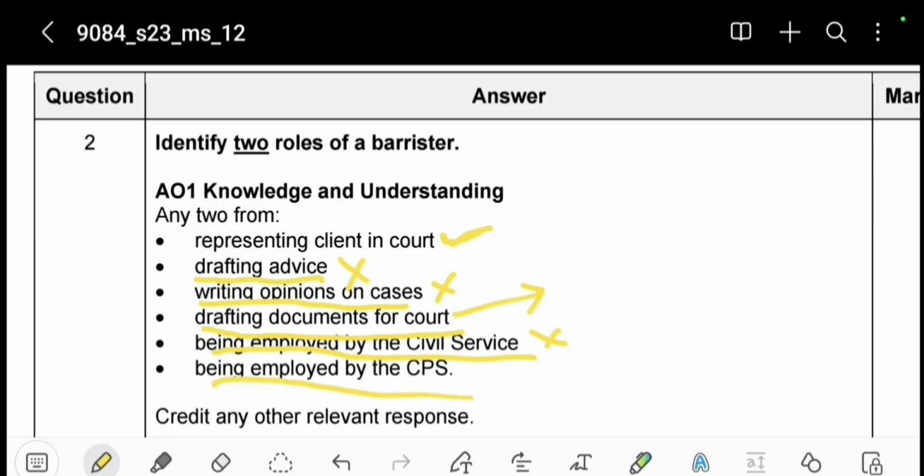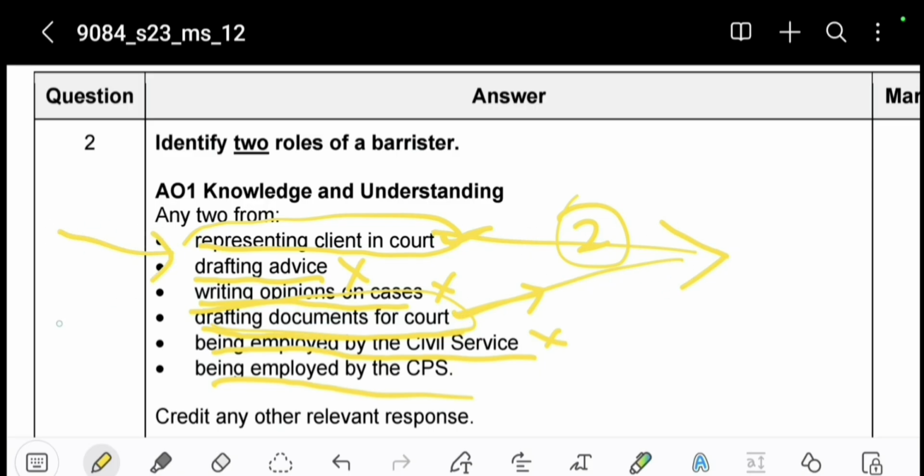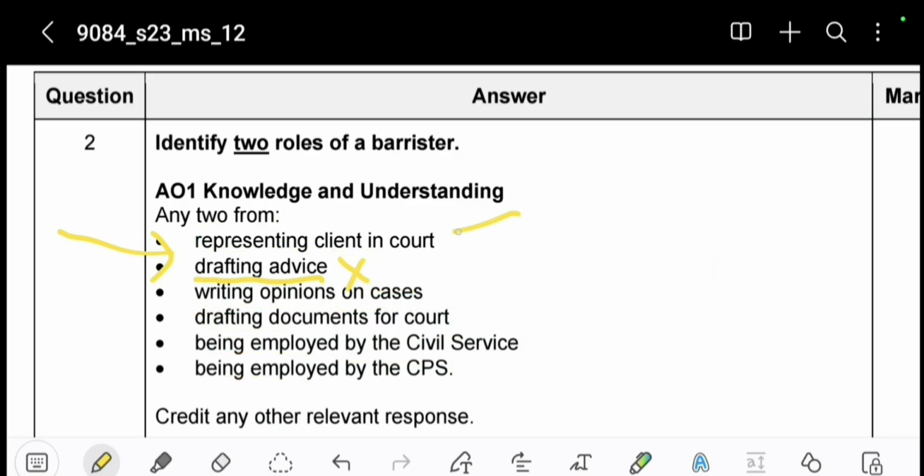So basically I have mentioned the two most important roles from here, that is representing the client in court and drafting documents. So this is how I have included my answer, but I did not use the same wordings as the marking scheme. Instead I have added the lines that are mentioned in the marking scheme, but I also explained them in order to get the full marks that are given.